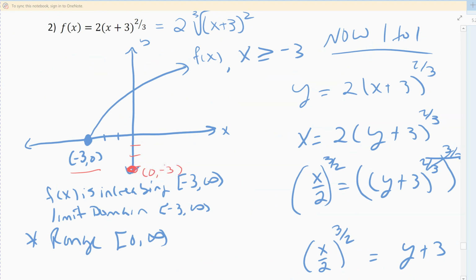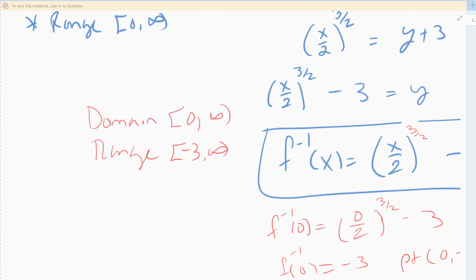Alright, now a second point. Let me see if I can find a nice one on my table. Looks like 5, 8 will give me a nice one. So I'm going to use 5, 8. If I plug 5 in, 1, 2, 3, 4, 5, it should give me out the point 5, 8. And so I'm going to see if the flip of that's true, if I get 8, 5 out.